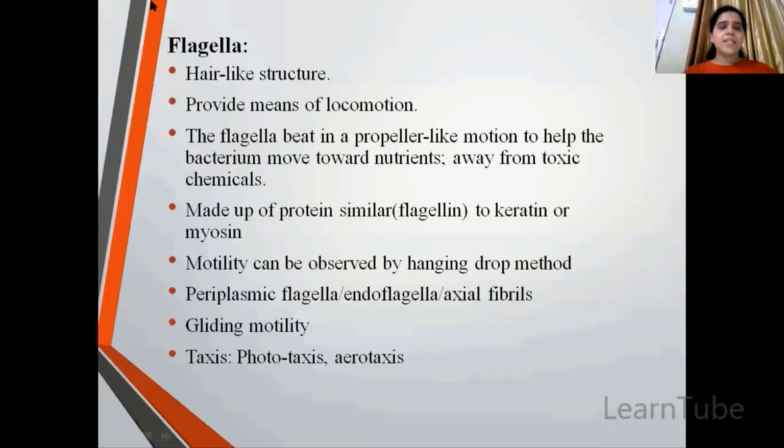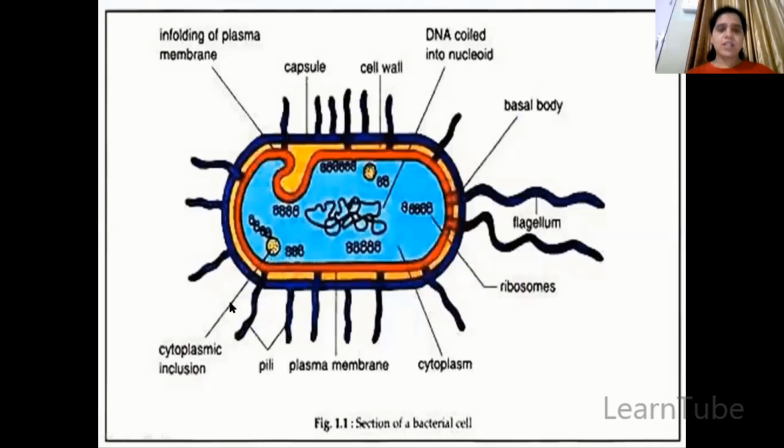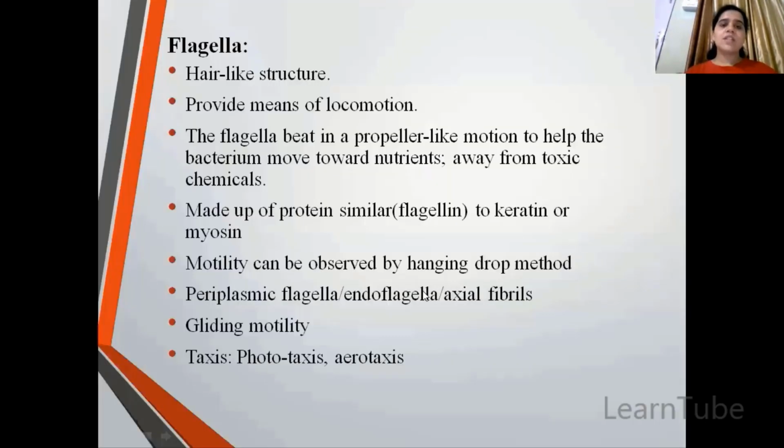Next is flagella. Here you can see the long ones are the flagella, and the smaller ones are the pili. So what is flagella? This is a hair-like structure which is required for locomotion. Locomotion is movement. If a bacteria has to move from one place to another, it will move with the help of flagella. The flagella beats in a propeller-like motion, and it moves towards the nutrients and away from the toxic chemicals. Now what is flagella made up of? It is made up of flagellin protein, or keratin or myosin. So it is actually a protein material, and the motility can be observed with the help of the hanging drop method.